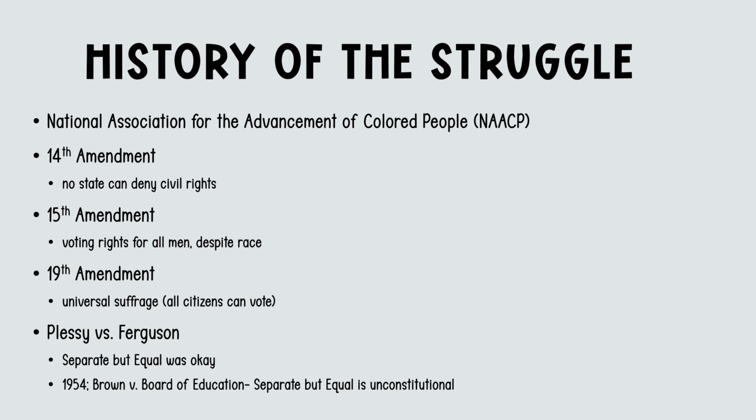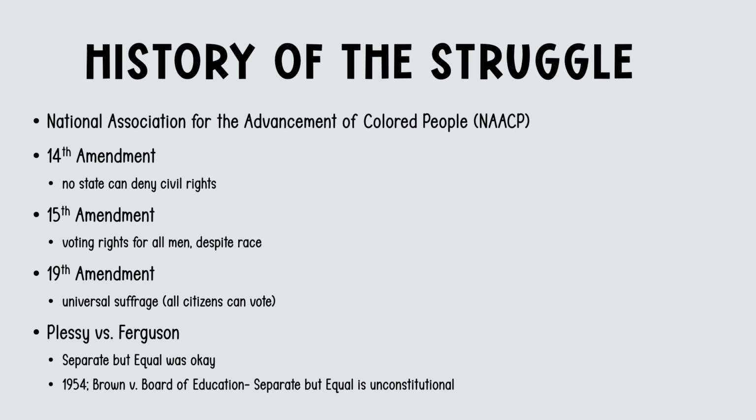The 14th Amendment, adopted in 1868, was a crucial step in ensuring equal rights for all citizens. It declared that no state could deny any person within its jurisdiction the equal protection of the laws. Despite this amendment, racial segregation and discrimination persisted in many parts of the country.